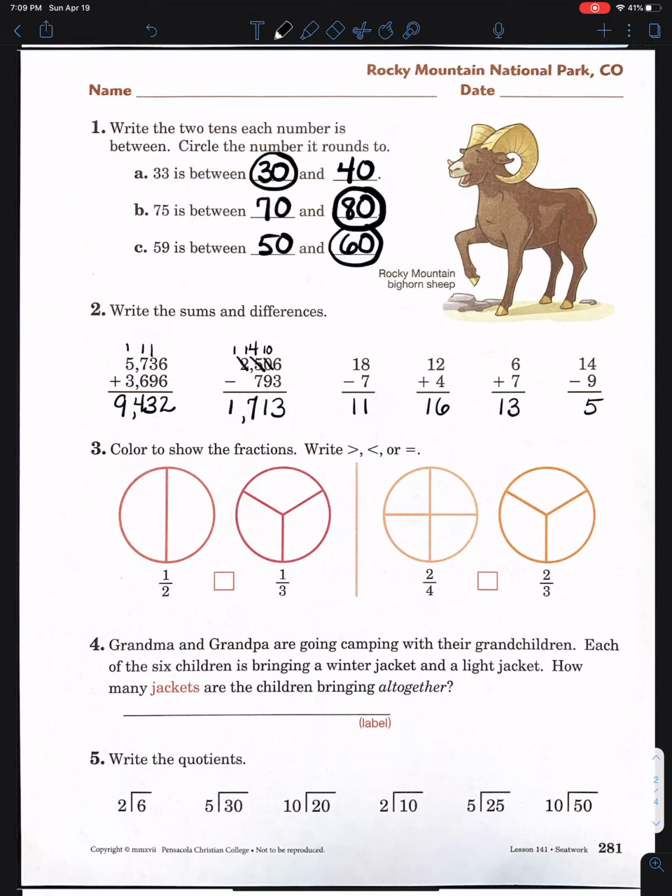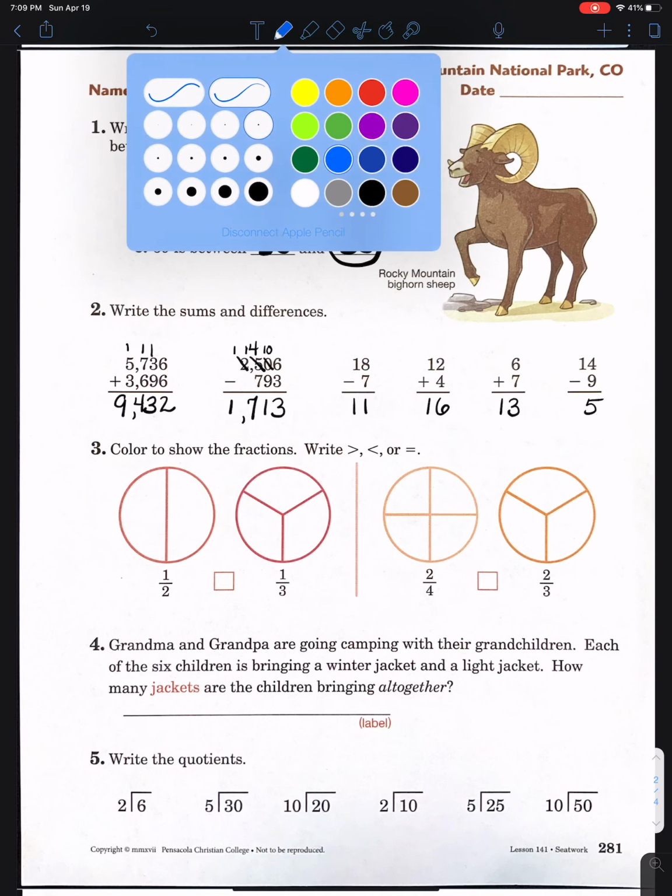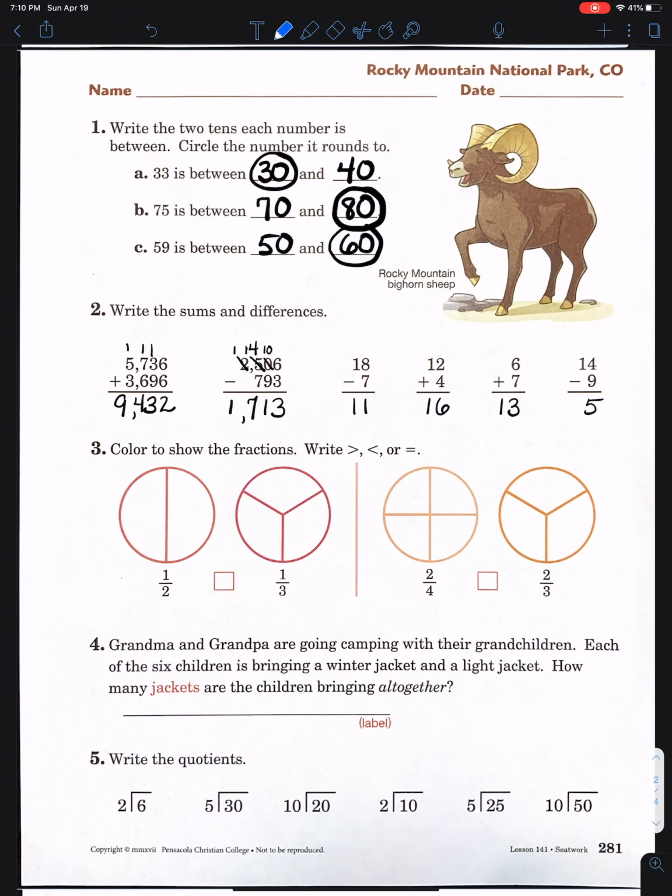Okay, now we have to color to show the fractions. Write greater than, less than, or equals. So the first shape that we have to color is a circle divided into 2 parts. So we're supposed to color half of the circle. Now remember what we talked about at school.